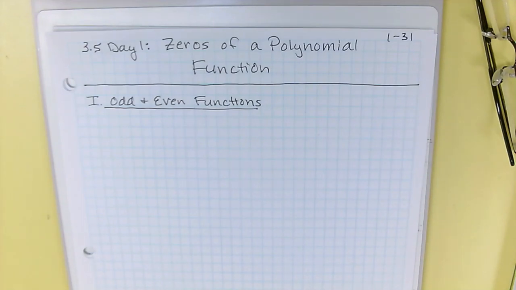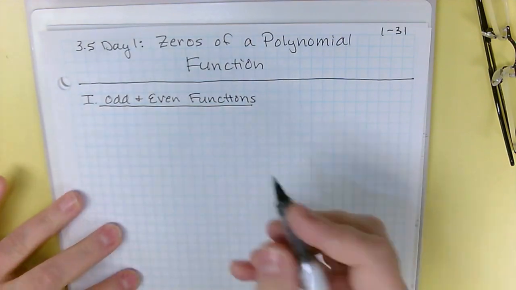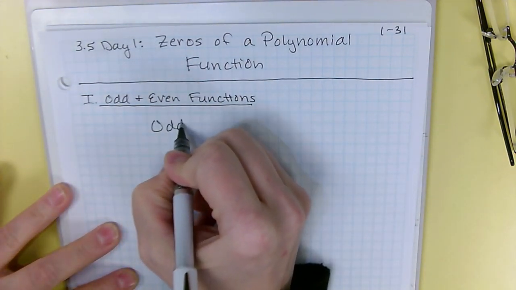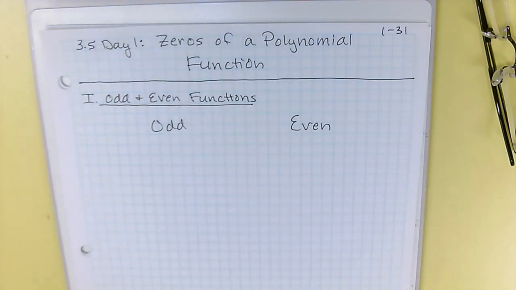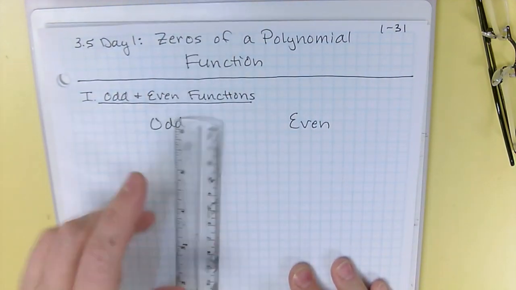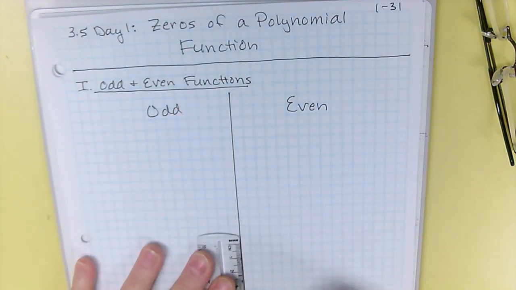There's a lot that you can discover about a function just looking at the equation and not having to graph it or do any specific algebra for it. So Roman numeral 1, first thing that you can notice about a function: is it odd? Is it an odd function or is it an even function? Right down the middle of those two words, you can put a line all the way to the bottom of the page.